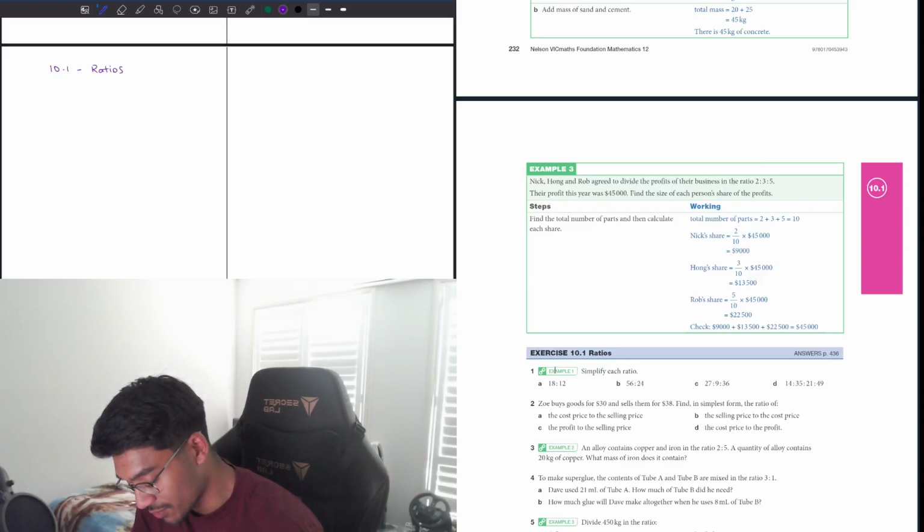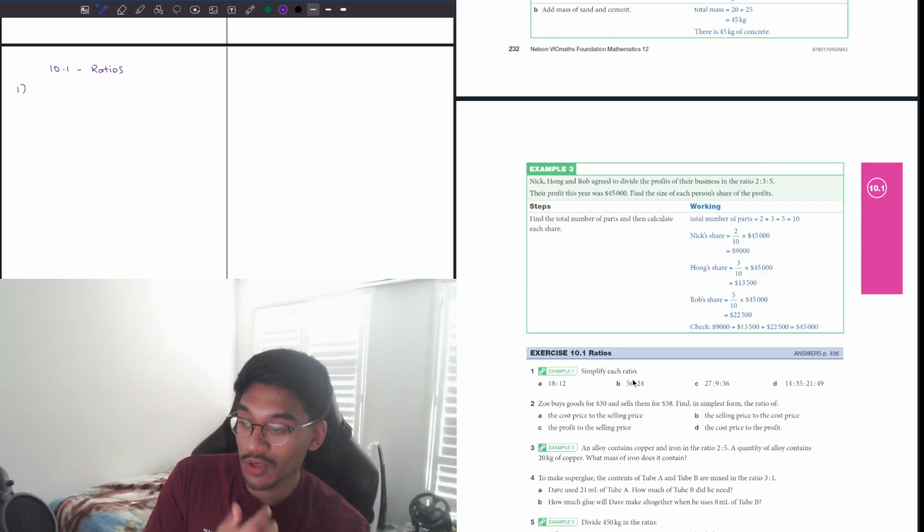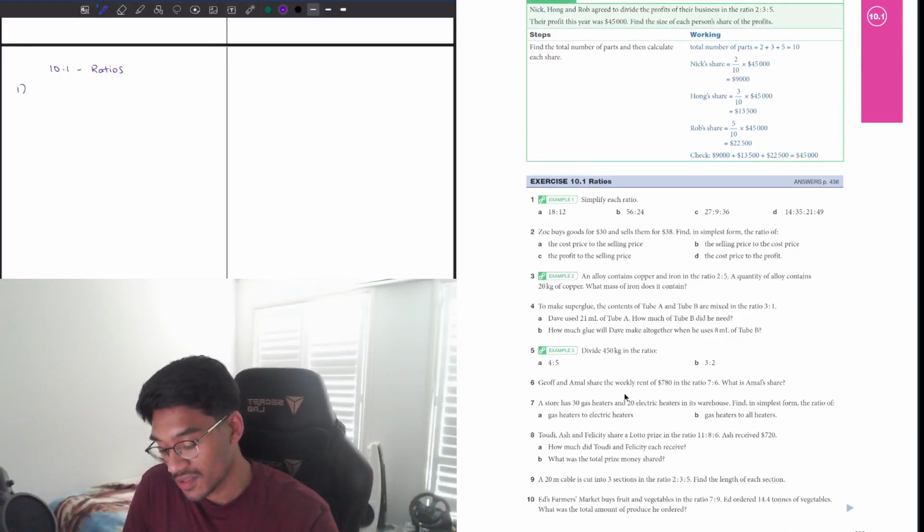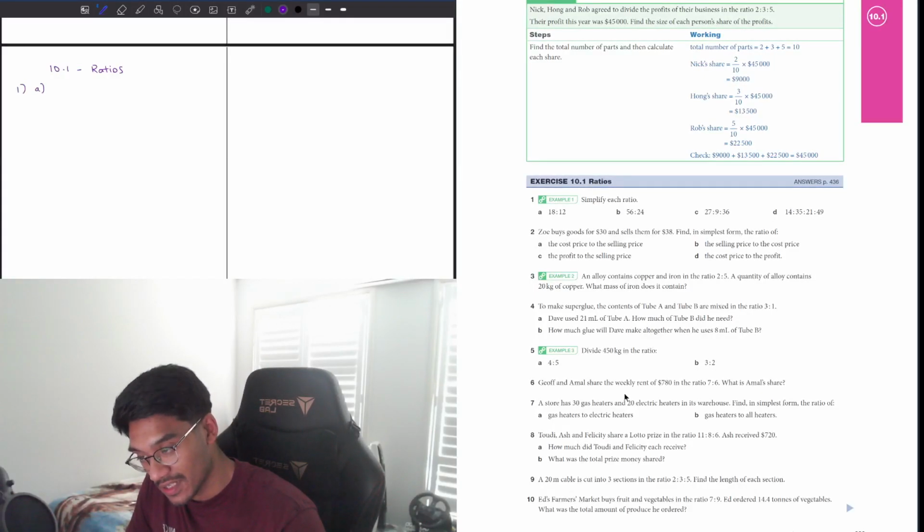So this is 10.1 ratios, and now we're doing question 1. Question 1 says simplify each of these ratios. So we have 1a, which says 18 to 12.